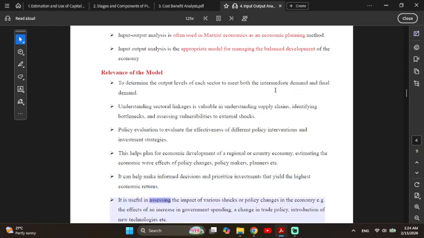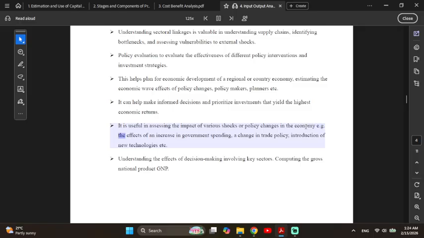It is useful in assessing the impact of various shocks or policy changes in the economy, for example the effects of an increase in government spending, a change in trade policy, introduction of new technologies, etc. Understanding the effects of decision-making involving key sectors. Computing the gross national product (GNP).